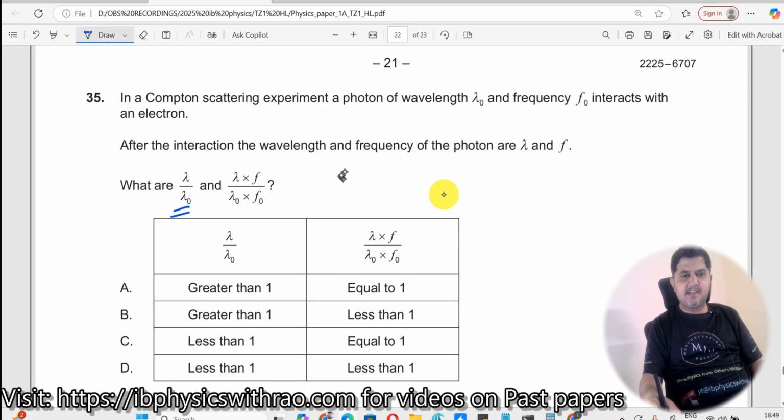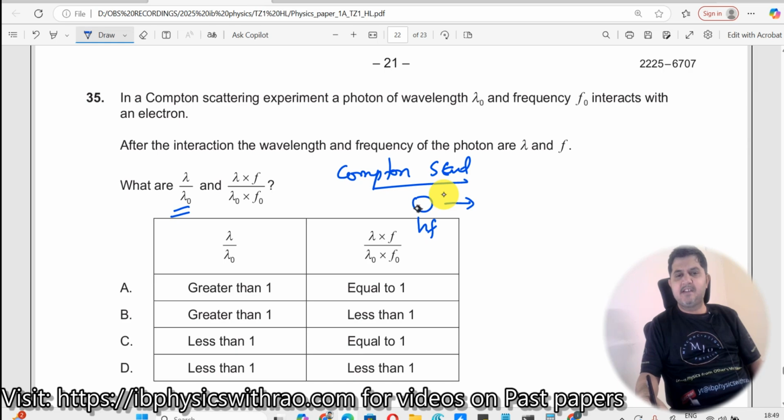Now, what is Compton scattering? What does it reveal to us? It tells you that you have a photon of energy hf. It starts moving with the velocity of light and goes and hits an electron. It's a collision basically, and as a result of this, the electron moves in one direction and the recoiled photon moves in the other direction.